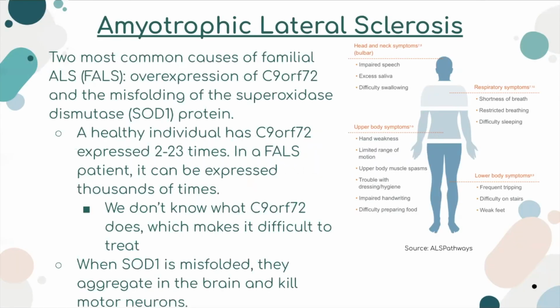Familial ALS, or FALS, is commonly caused by the overexpression of the C9orf72 gene, or the misfolding of superoxide dismutase, SOD1, protein. A healthy individual usually has C9orf72 expressed 2 to 23 times, whereas FALS patients express it thousands of times. When SOD1 misfolds, it forms aggregates in the brain and causes the death of motor neurons.